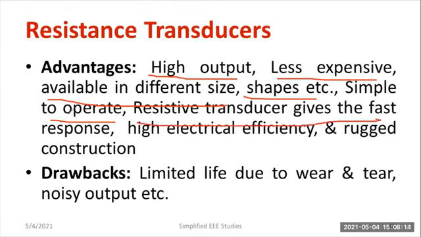Resistive transducer gives a fast response compared to other types of transducer, high electrical efficiency, and rugged construction. Construction will be robust. Okay, these are the main advantages.